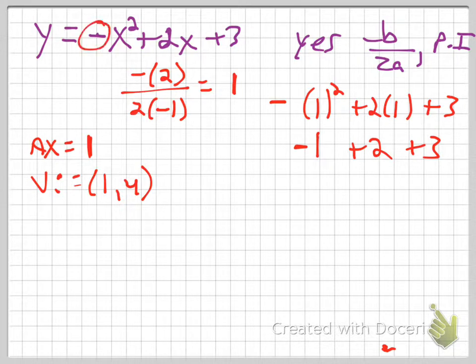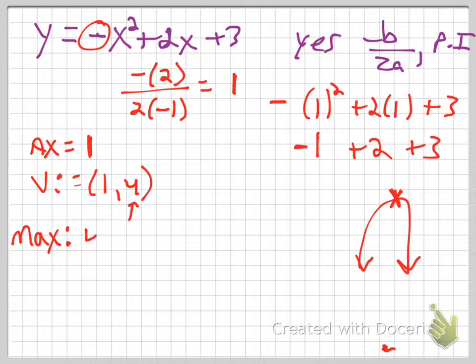Now, because this is negative, that means I'm going to have an upside down parabola, meaning I will have a maximum. So I don't have a minimum here, I have a maximum. And again, the highest up that graph goes is 4. And then we do domain and range.